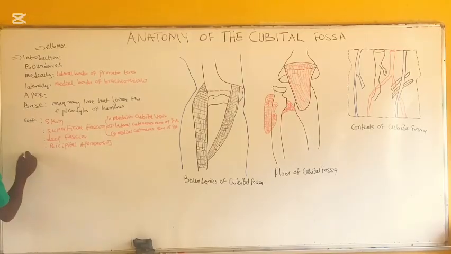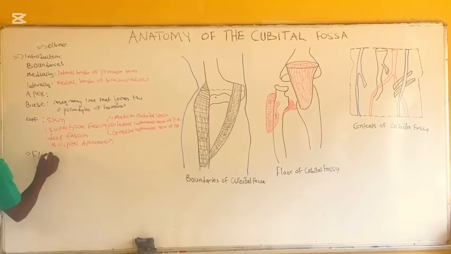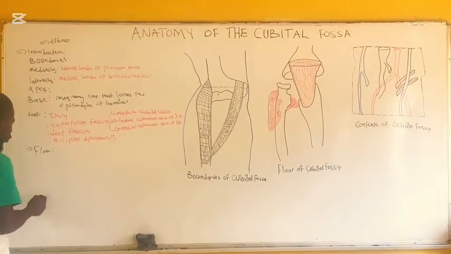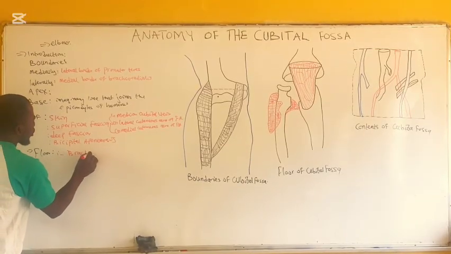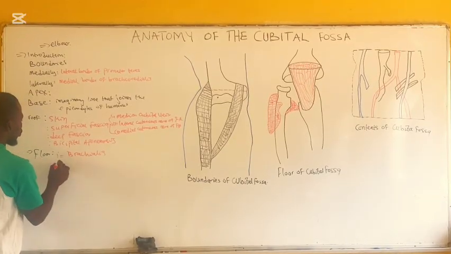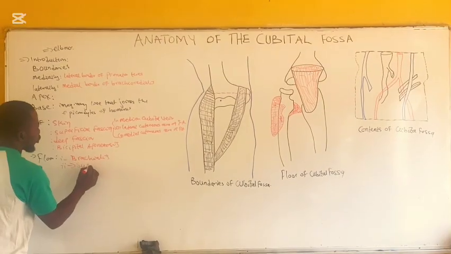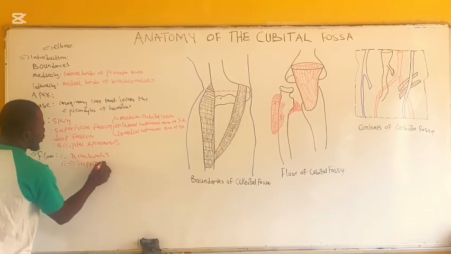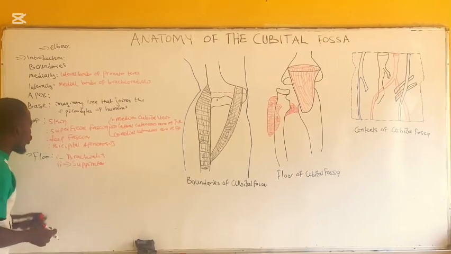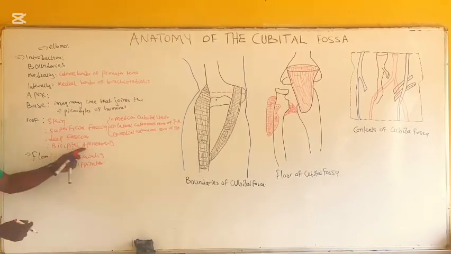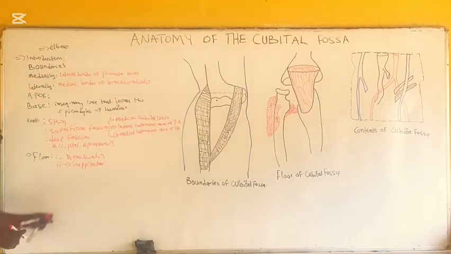The next thing is the floor of the cubital fossa. The floor of the cubital fossa is formed by, one, the brachialis muscle, and two, the supinator, which is wrapped around the upper part of the radius. So the floor is formed by the brachialis muscle and the supinator.